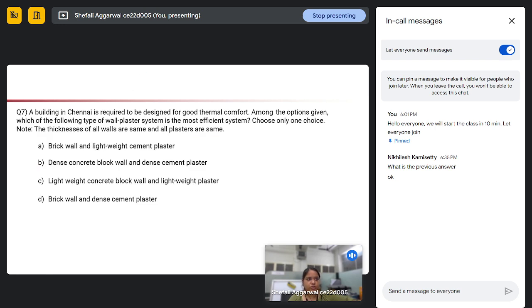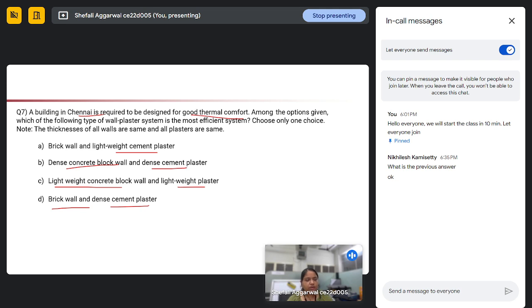Okay, then we will see the next question. A building in Chennai is required to be designed for good comfort. Among the options given, which type of wall plaster system is the most efficient? Choose only one choice. The thickness of all the walls is the same and all the plasters are the same. So we have to design a building in Chennai which has good thermal comfort. What do you think? Should we use brick wall and cement plaster, concrete block with dense plaster, lightweight concrete block with lightweight plaster, or brick wall and thicker cement plaster?